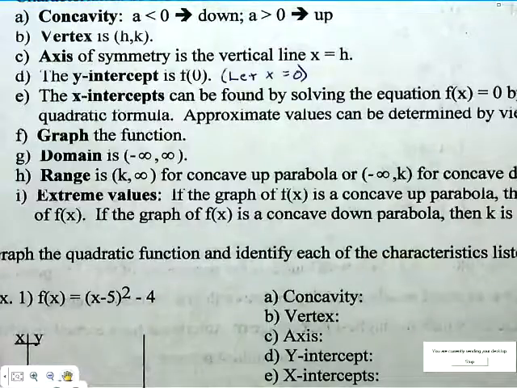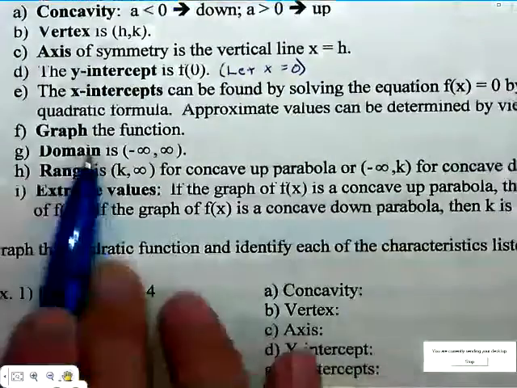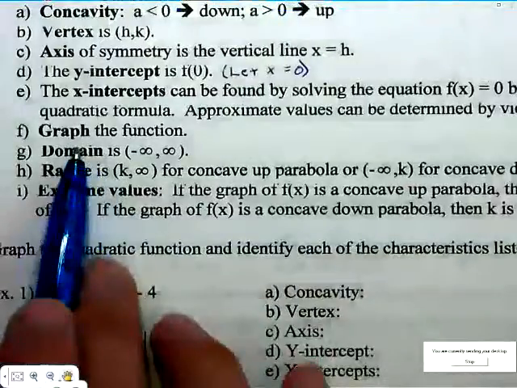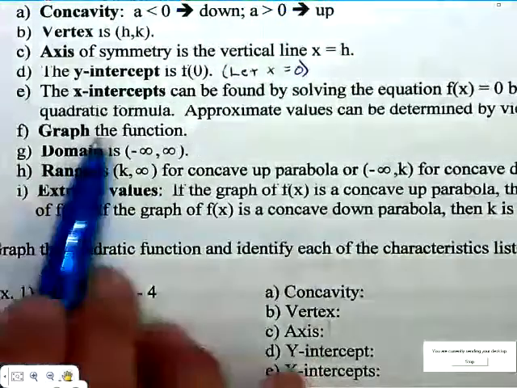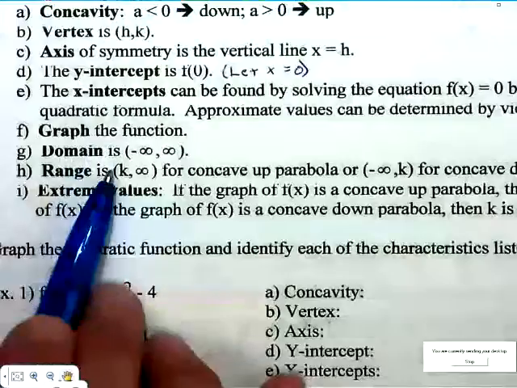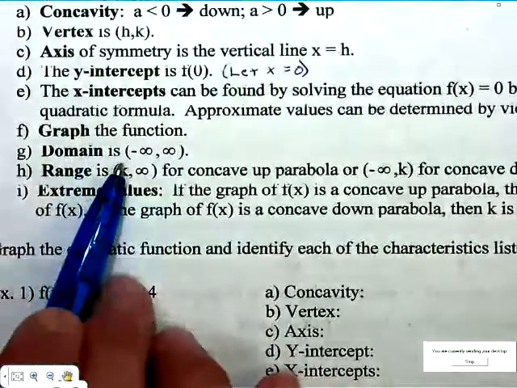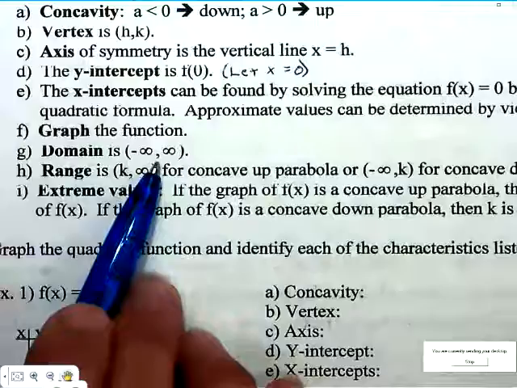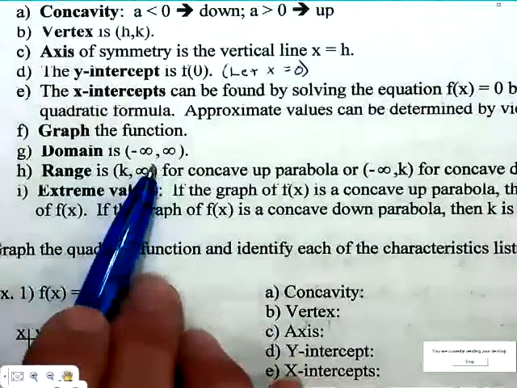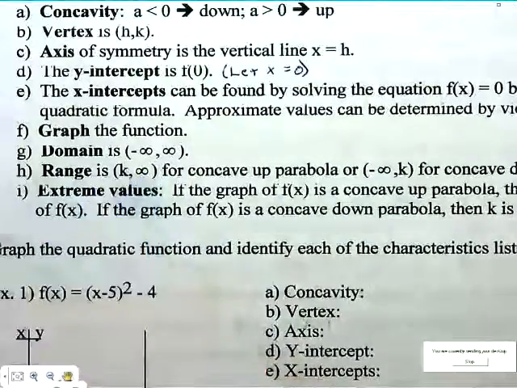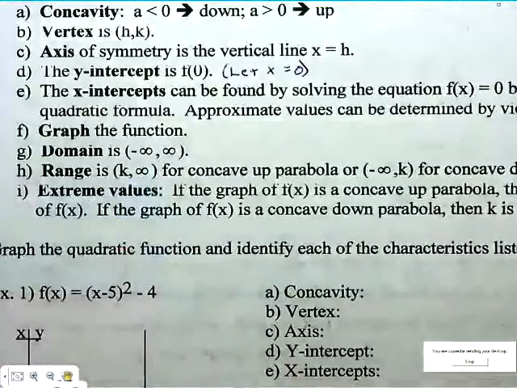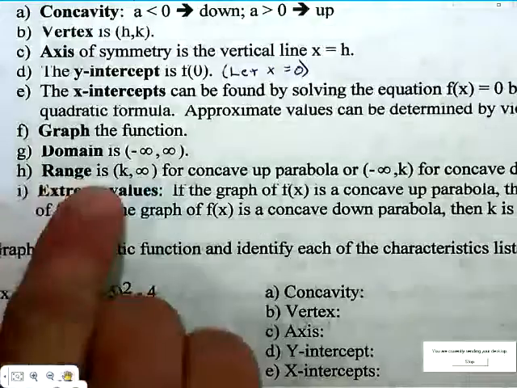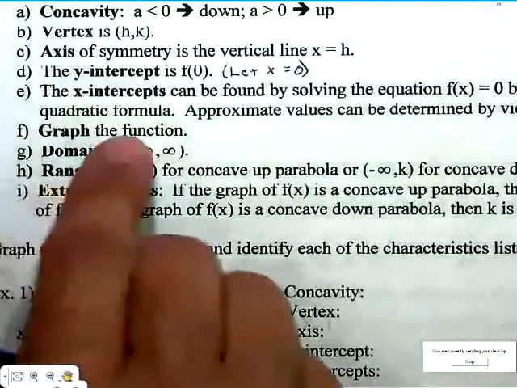Then you're going to graph the function. It's easier for me to find the domain and range looking at the graph. Well, actually, the domain for any quadratic function is going to be negative infinity to infinity because you can let x be anything. All of these parabolas are going to go from forever to the left to forever to the right. So all of their domains are negative infinity to infinity. But the range is easier to list after I've graphed the function.